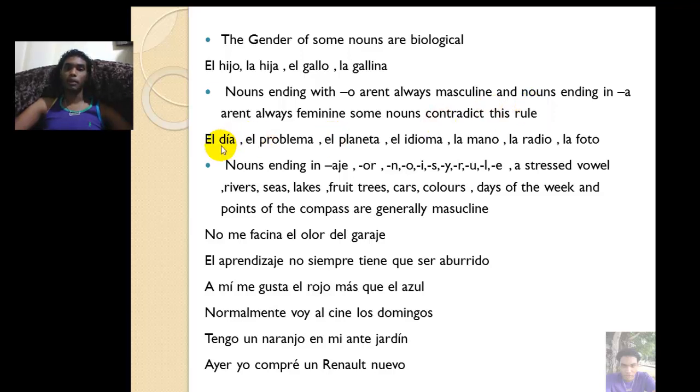El día, el problema, el planeta, el idioma, la mano, la radio, la foto. Now, this la foto, it's just short for la fotografía. Okay, so that's why it's la foto. So we say la foto and las fotos. Okay?